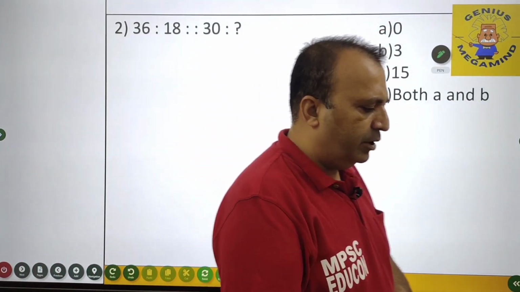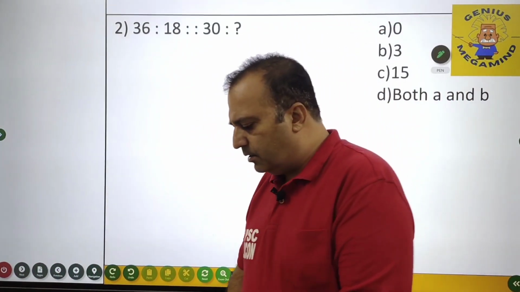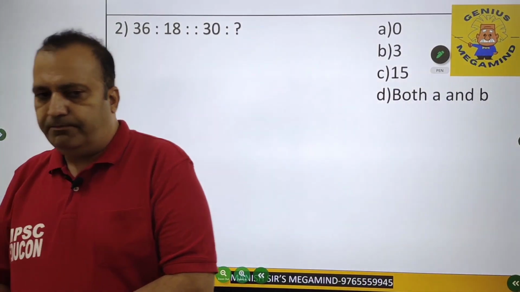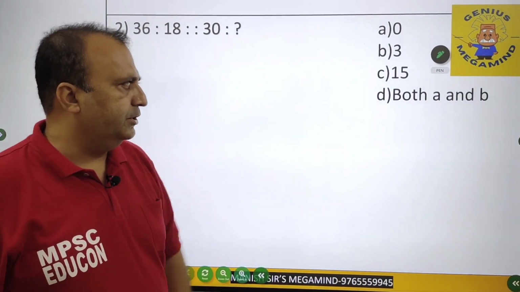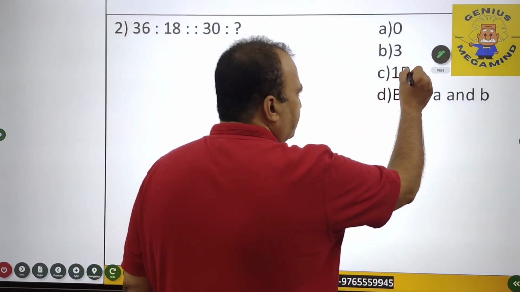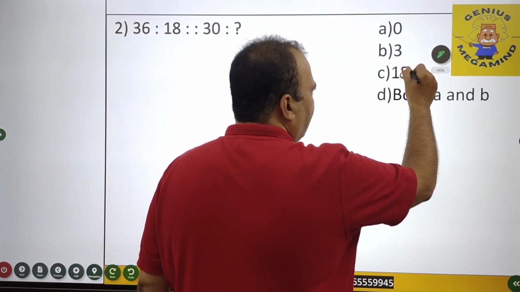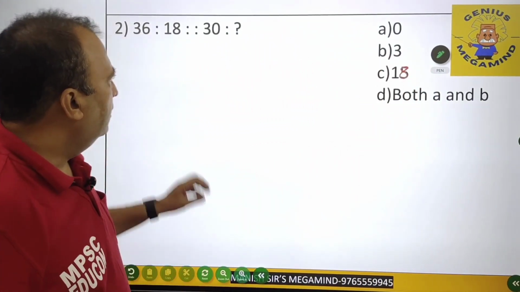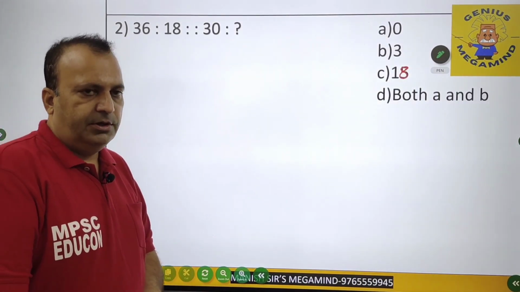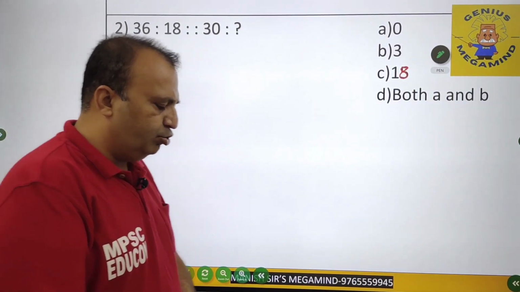Now question number 2 may, like see, there's a mistake which has been done in the options. So let's correct the options as such. So instead of 15, I'll go for what? 18 over here. Now please observe the numbers. 36 is to 18, so 30 is to what?